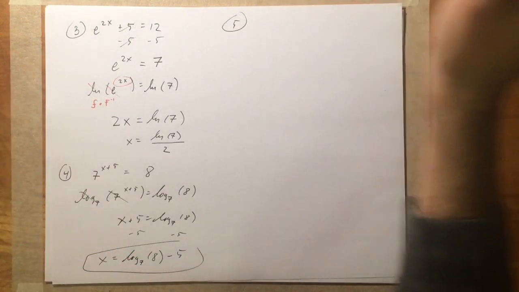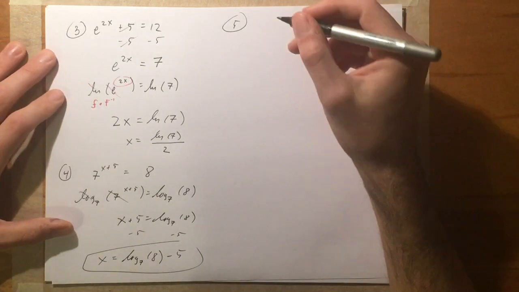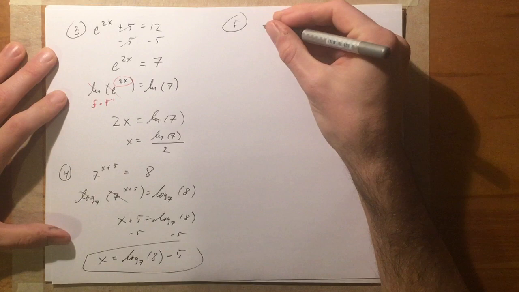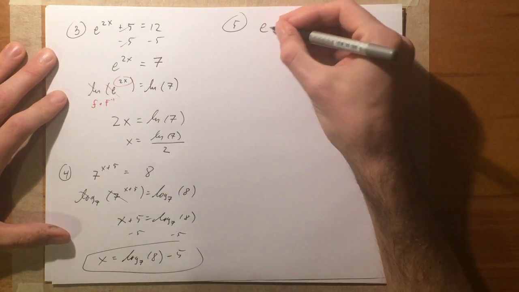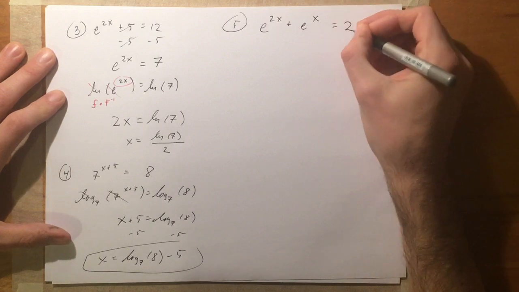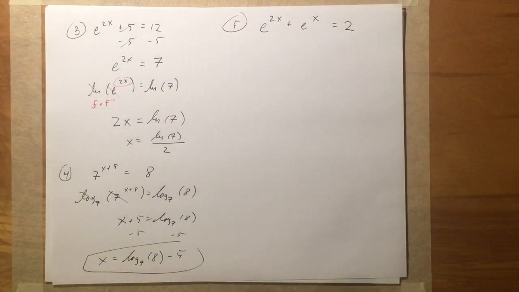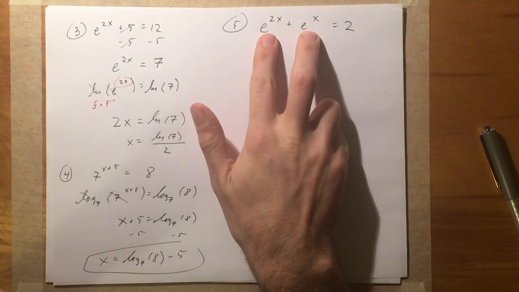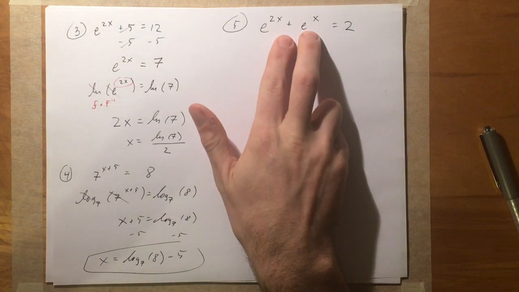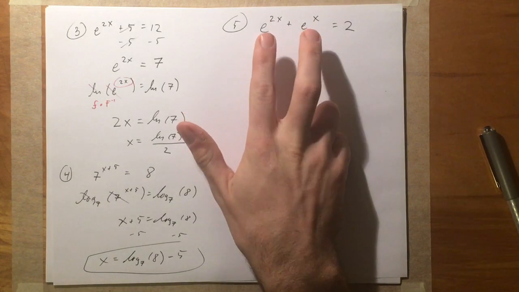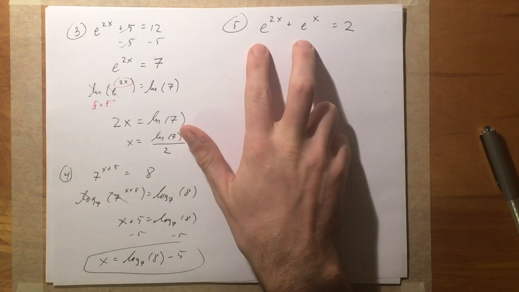Now, moving on, let's look at another example involving the natural exponential. For this one, we're going to do e to the power 2x plus e to the x equals 2. All right, this deserves a little bit of discussion. Now there's two exponential expressions added together. If you add exponential expressions together, you can't combine them. There's no property that would allow us to combine those.